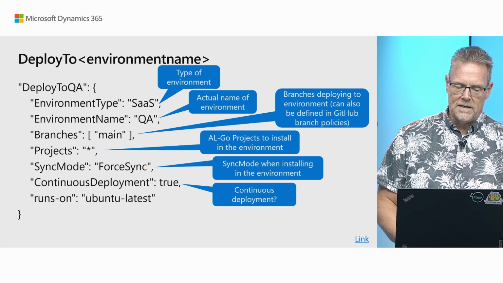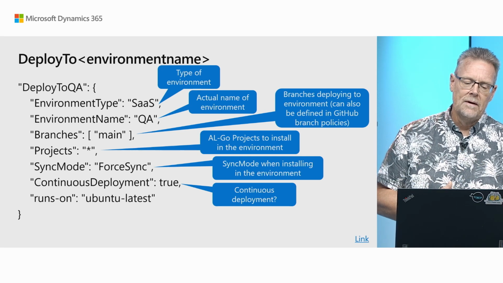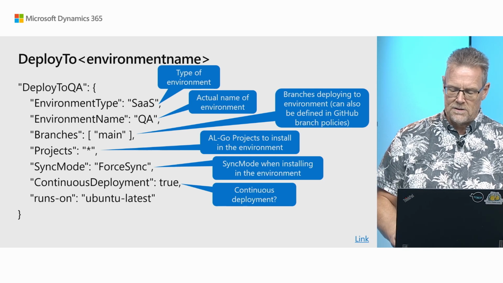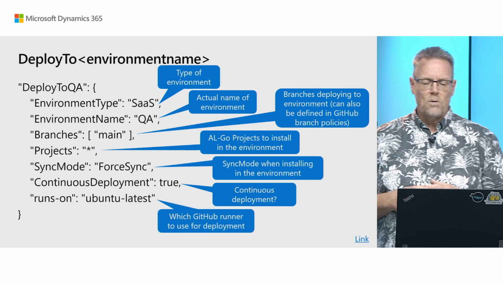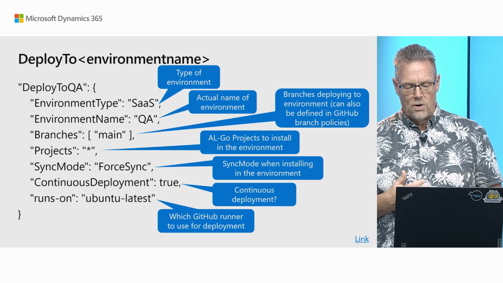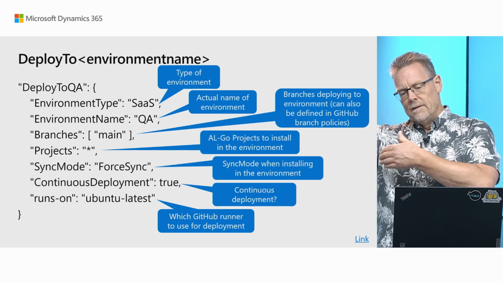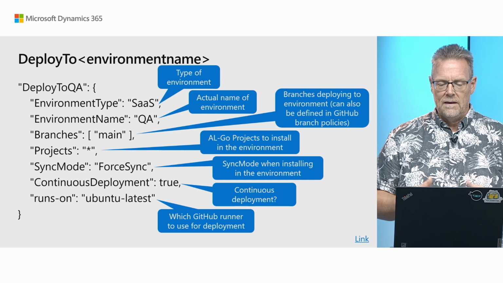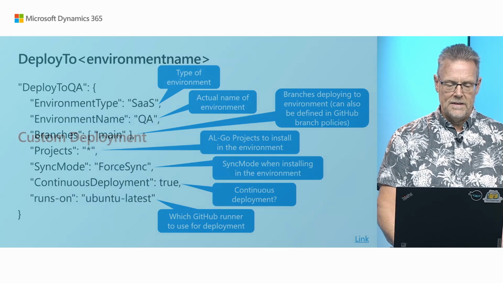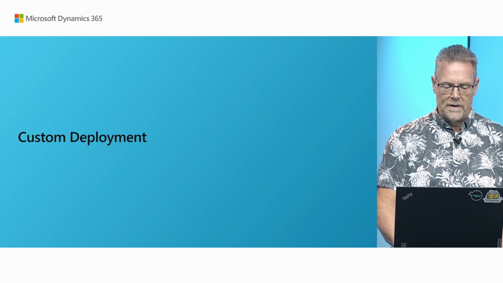Runs on is what GitHub runner you want to use for deploying to this environment. Default is probably Windows latest, but you can set it to Ubuntu latest or other things. Why is this? Why do we have an environment type when we only deploy to SaaS? Why do we have a runs on when it just installs the app on an online service? Well, the reason for that is really another newcomer in this version, which is custom deployment.